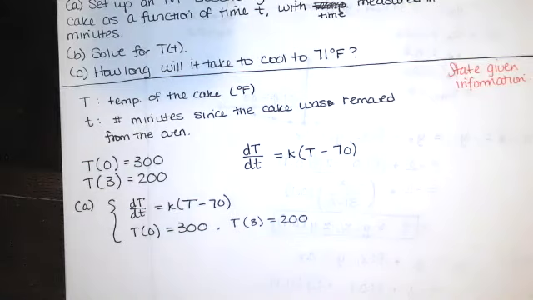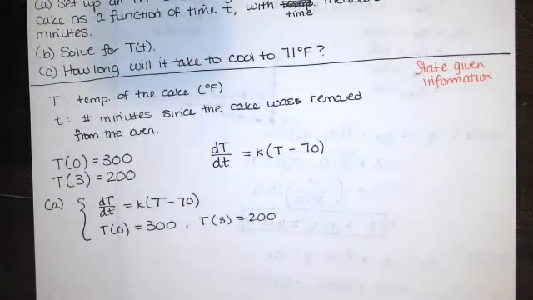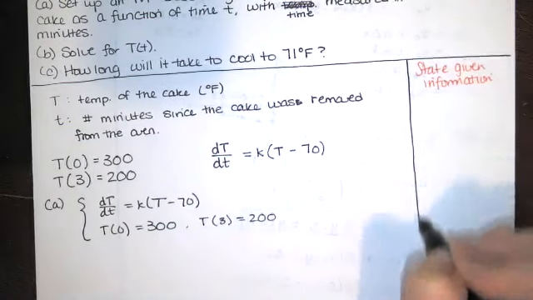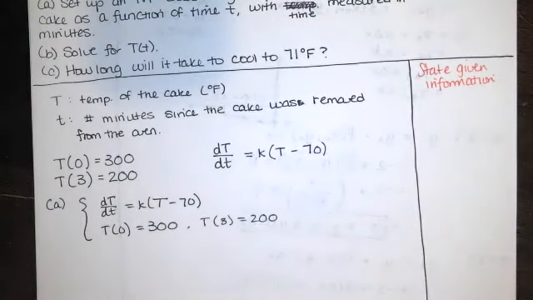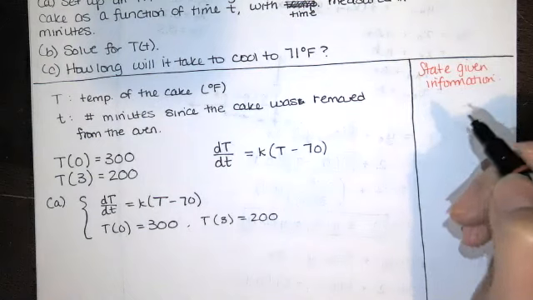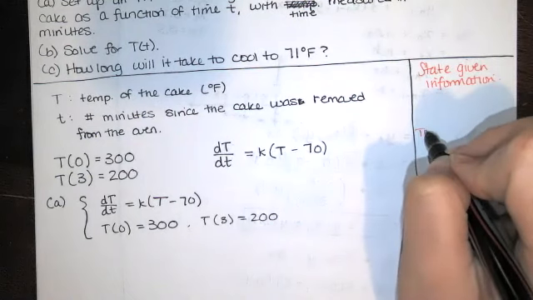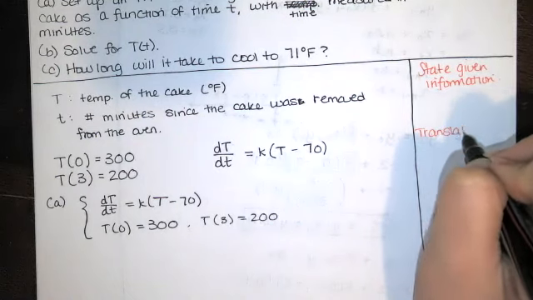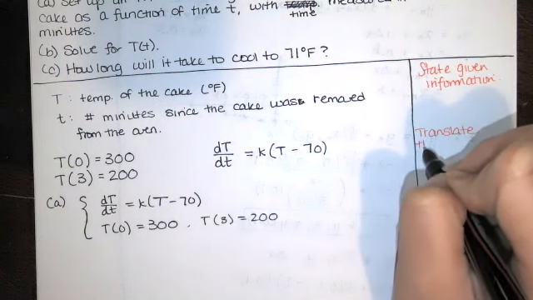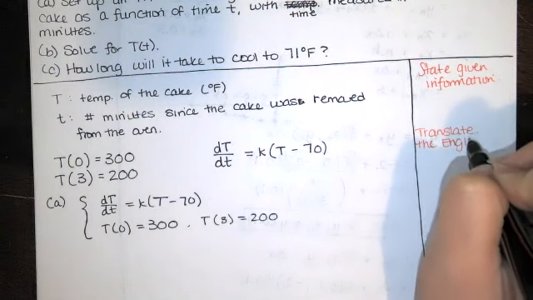Well, if I want to solve this differential equation for T, it's a separable differential equation, so it's relatively easy to solve. Let's see. We stated the given information. What else did we do? We translated the English sentence into a differential equation.